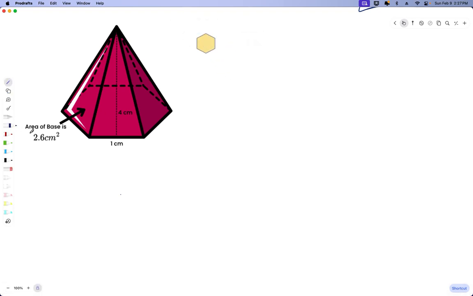That's the base. We know what the area of the base is. The area of the base is equal to 2.6 centimeters square. Right there, just like that. We don't even have to calculate it. And because we know that a hexagon has 6 sides, right? 1, 2, 3, 4, 5, 6. We know there's going to be 6 of these triangles. We are only given one side, one base, and one height. That tells us they're all the same. So we are going to have 6 of these triangles.